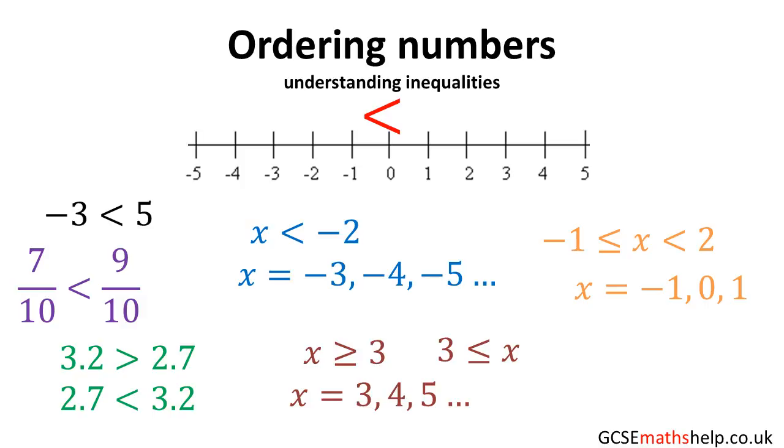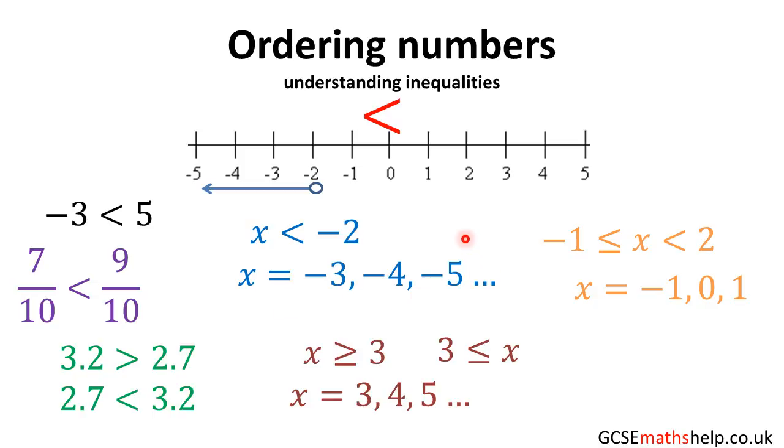And in this case we've got an inequality where minus 1 is less than or equal to x, which is less than 2. And if I'm asking you for the integers that satisfy this inequality, here, because it could be equal to minus 1, that's the first one in our list. Then we have 0, and then we have 1. Note that 2 is not included because we didn't have an equality here.